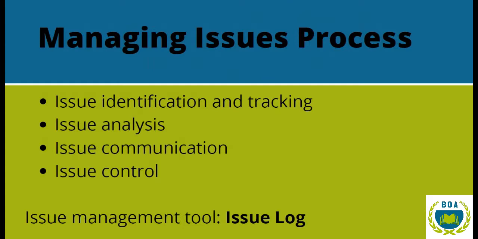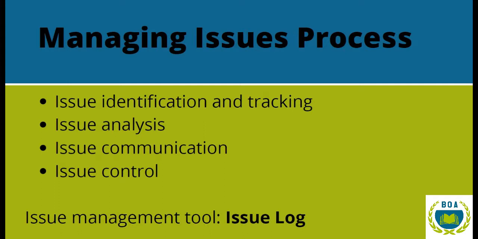And the 4 steps in managing issues include issue identification and tracking. So in the case of an issue being brought to the attention of a project manager, that's the first step in the process, or the project manager himself or herself identifies an issue. That's where we begin. Next is issue analysis, deciding what do we need to do about this issue, how serious is this issue, how can we resolve this issue.